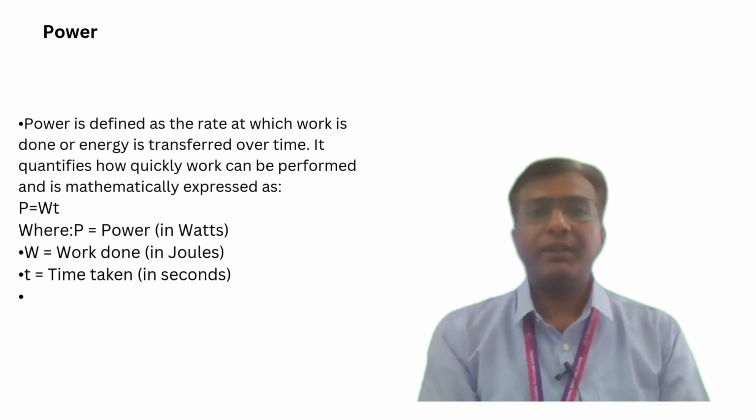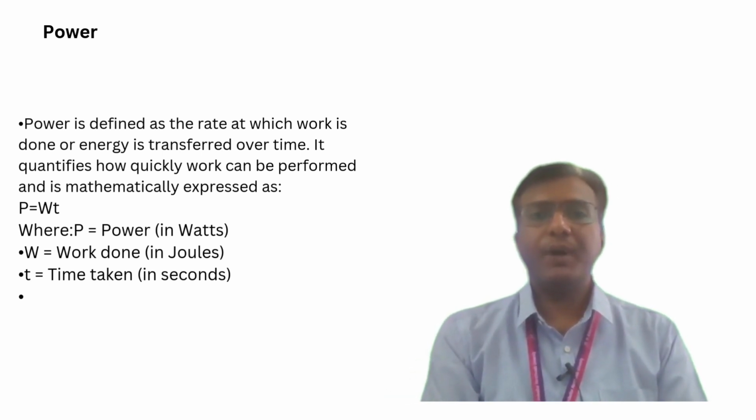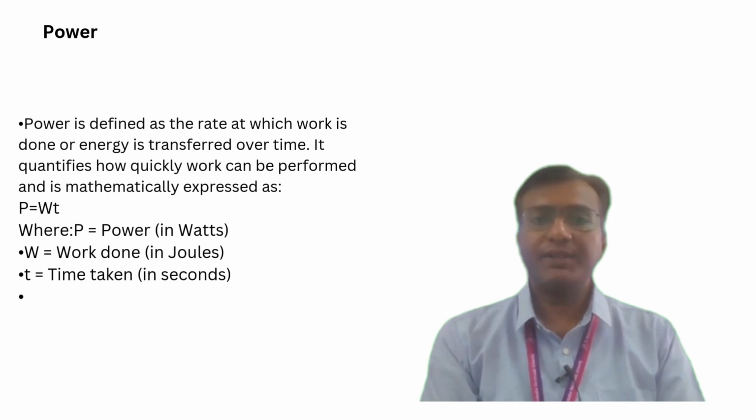Let's now turn our attention to the concept of power. While work tells us how much energy is transferred, power tells us how quickly that energy is transferred. Power is defined as the rate at which work is done, or equivalently the rate at which energy is transferred or transformed from one form to another. It's a measure of how quickly energy is being used or produced.